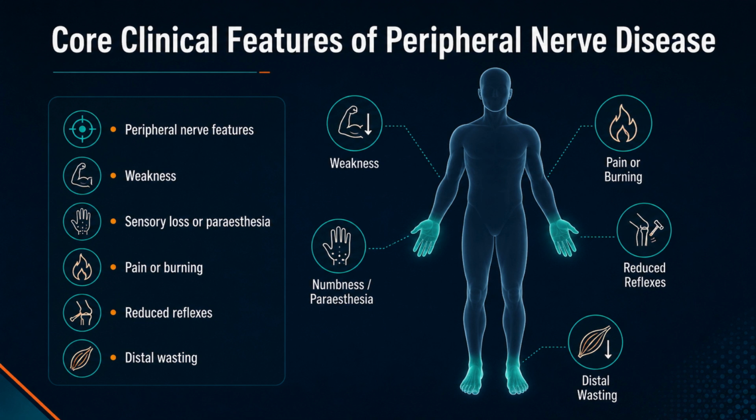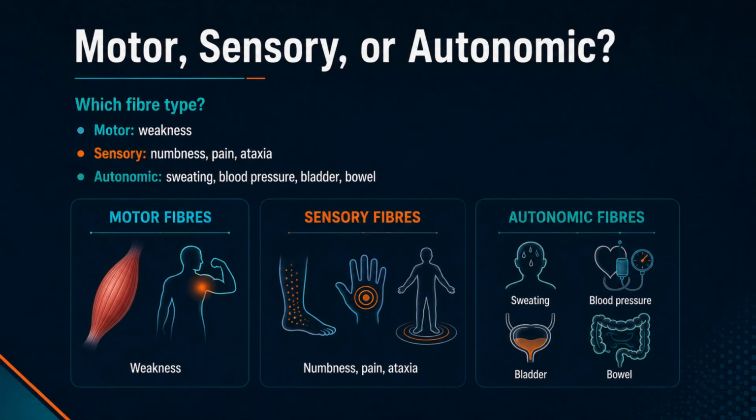The pattern may be symmetrical, focal, multifocal, or length-dependent. Peripheral neuropathies can affect motor, sensory, autonomic, or mixed fibers. Motor involvement causes weakness. Sensory involvement causes numbness, paresthesia, pain, or sensory ataxia. Autonomic involvement can affect sweating, blood pressure, bladder, and bowel function.